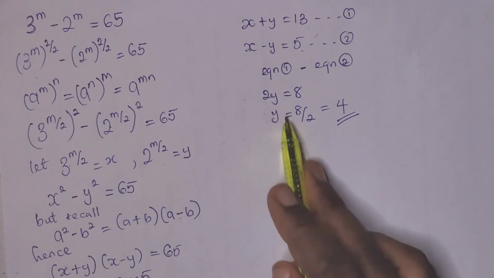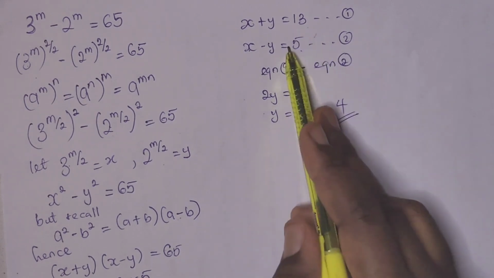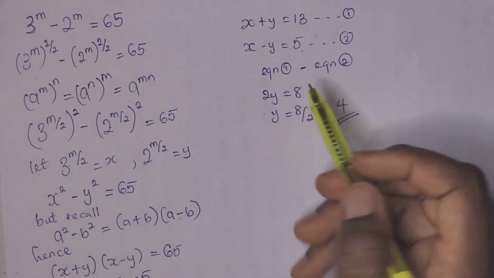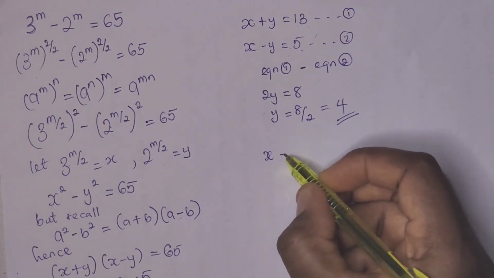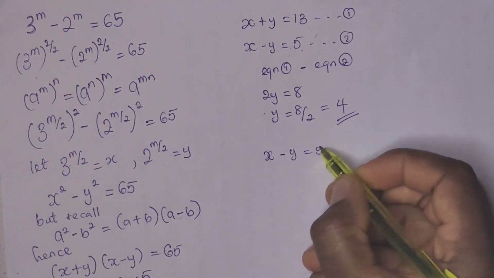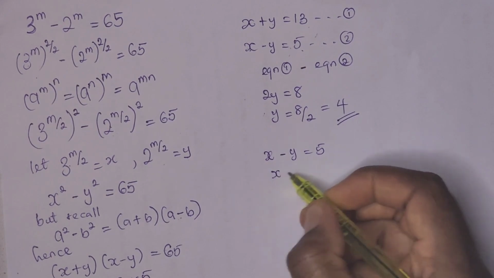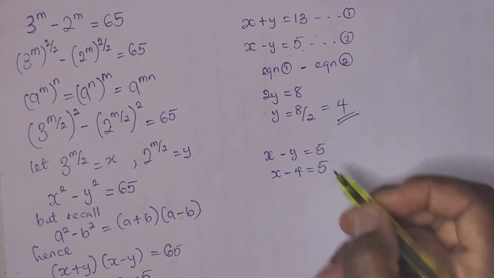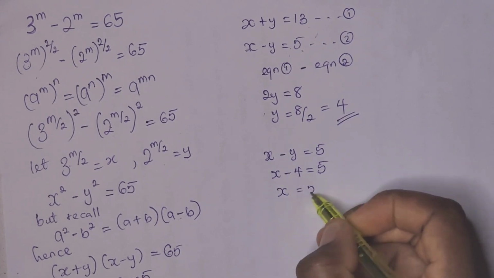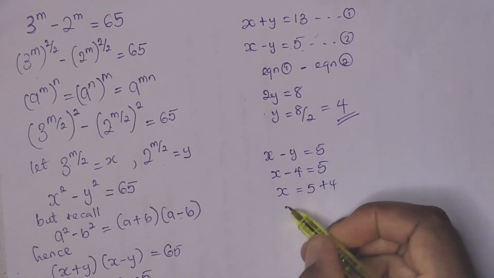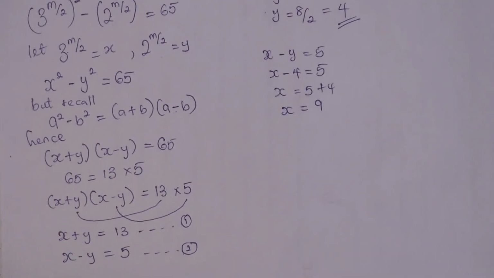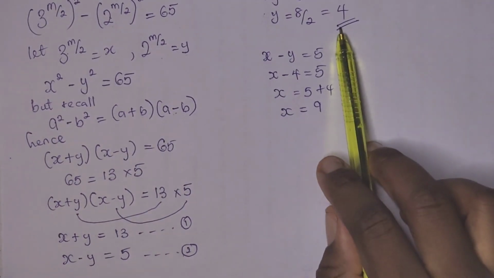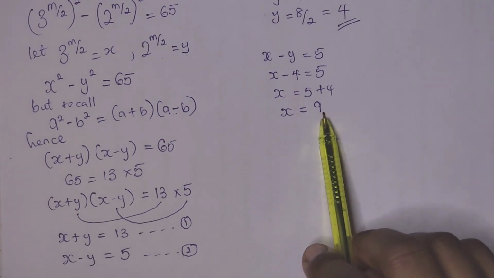So we'll substitute for y into any of the equations, either equation 1 or equation 2. Let's take equation 2. We have x minus y equal to 5, and our y is 4. So we have x minus 4 equal to 5, which is the same as x equal to 5 plus 4. X is equal to 9. So we have y as 4 and we have x as 9.